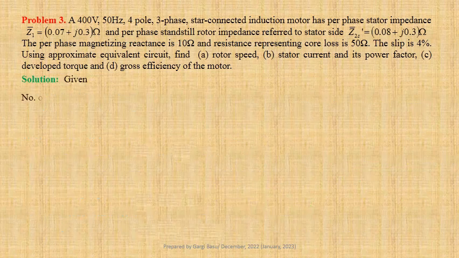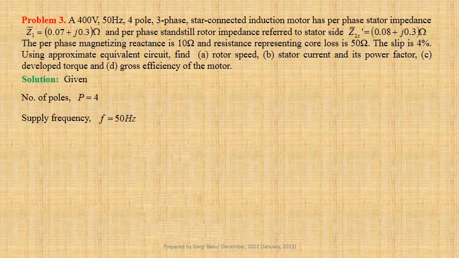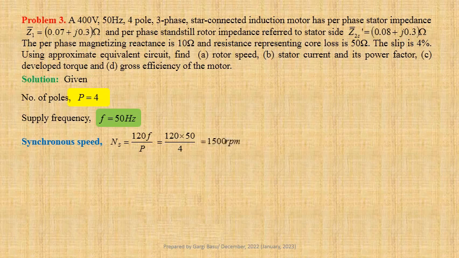Given number of poles of the motor P equals 4 and supply frequency F equals 50 Hz. Let us now calculate synchronous speed. Ns equals 120F by P. Using values we get 120 into 50 divided by 4, that gives us 1500 revolutions per minute.